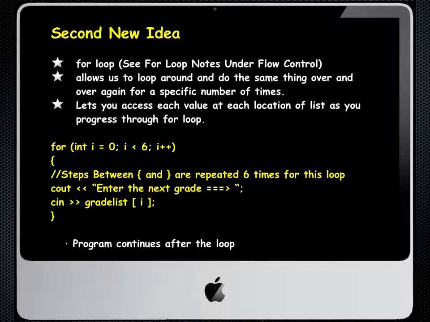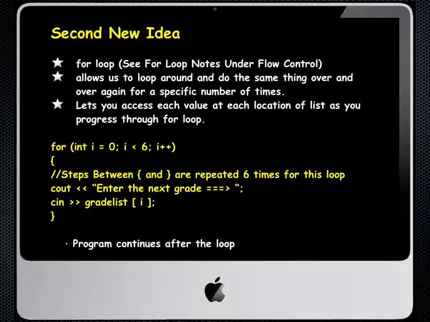In this case, let's say we wanted to simply enter the 6 grades in our list. We could go cout, enter the next grade, and then cin, gradeList[i]. Since i would change from 0 and then become 1, and then 2, and then 3, and so on, as long as i was less than 6, this would allow us to enter a grade for each of our 6 locations in the list. When this for loop was done, then we would simply continue and the program would run through the rest of the steps.